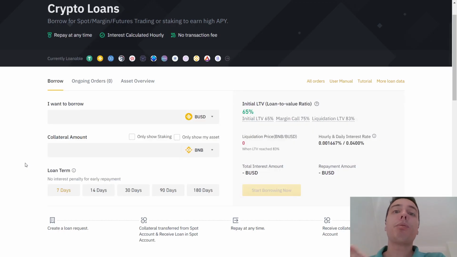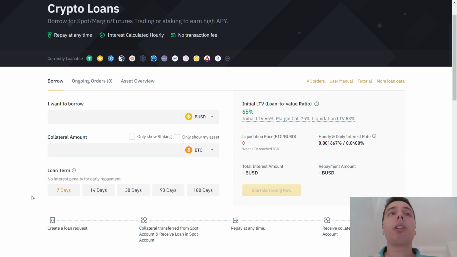So the whole idea for crypto loans on Binance is that, for example, if you have Bitcoin and suddenly you find another coin that you want to buy, but at the same time you don't want to sell that Bitcoin and you just wish you had a little bit more money so that you can buy this opportunity that you find right now. It can be for short term or medium term, from 7 days all the way to 180 days. I will even change here to BTC.